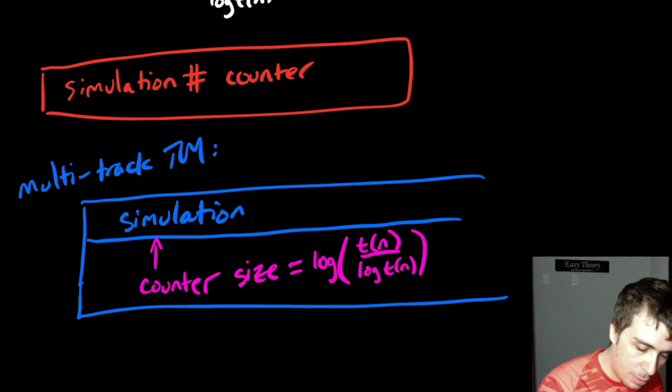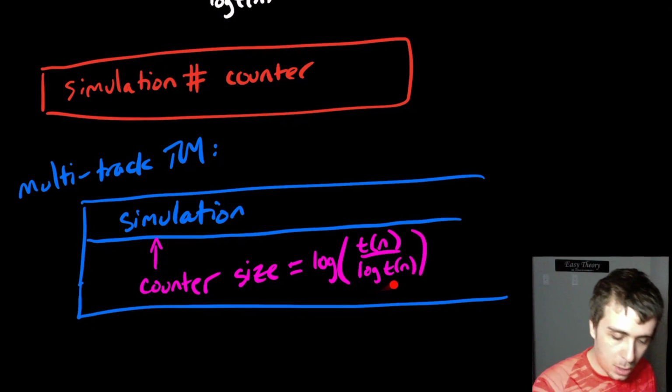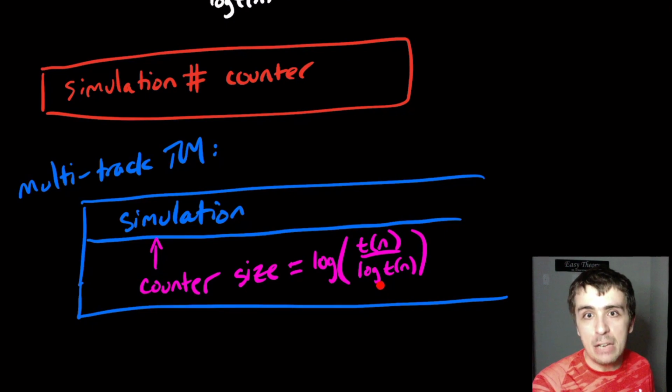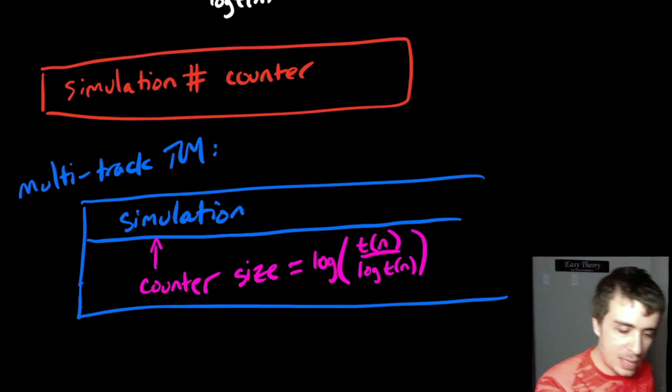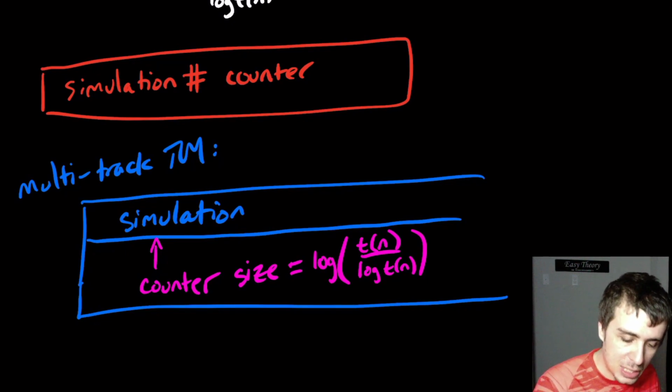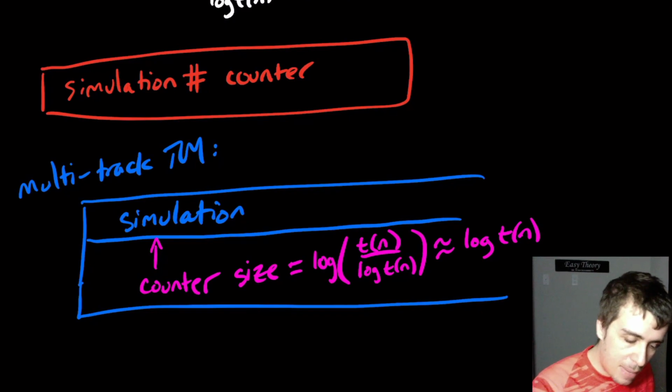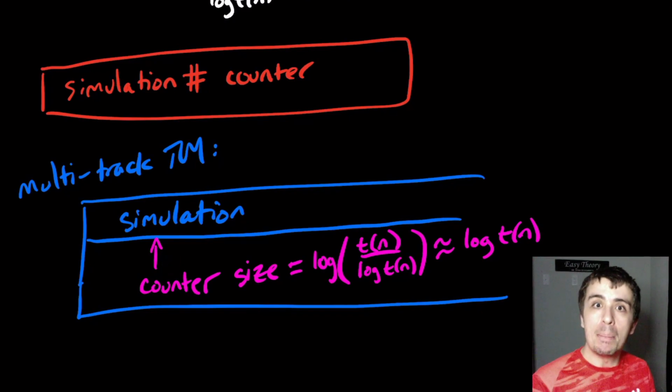Let's make sure I can write it right. And this log on the bottom is effectively useless. So it's this log t of n at the top that is determining its real size. So this is about log t of n. So the amount of runtime to be able to update the counter is log t of n.